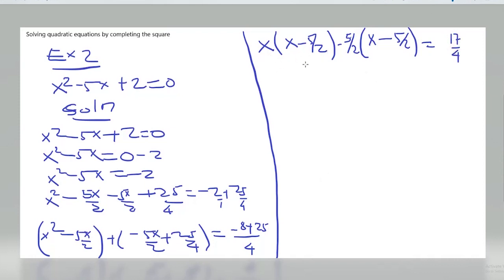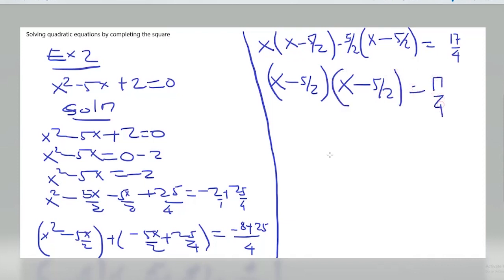Now x minus 5 over 2, this one, the values outside the bracket, 2, and take 1 inside the bracket, x minus 5 over 2. Now this one will be equal to 17 over 4. Now this one will be equal to x minus 5 over 2 squared, because it repeats itself. Okay, this one the same as this one, so it is squared. Now this one equal to 17 over 4.